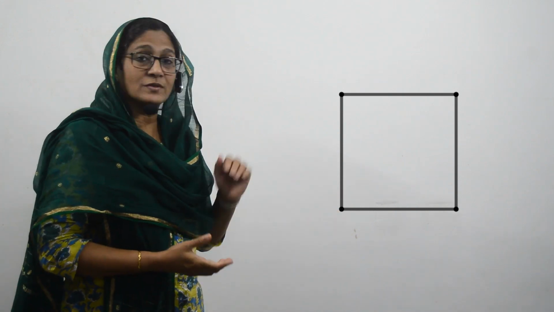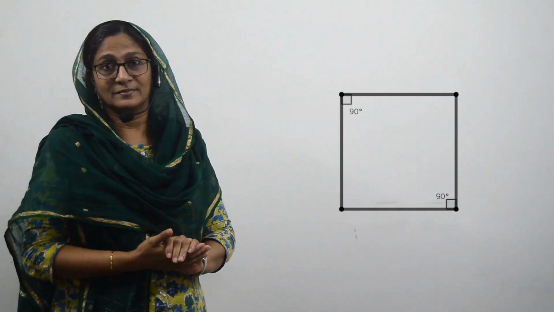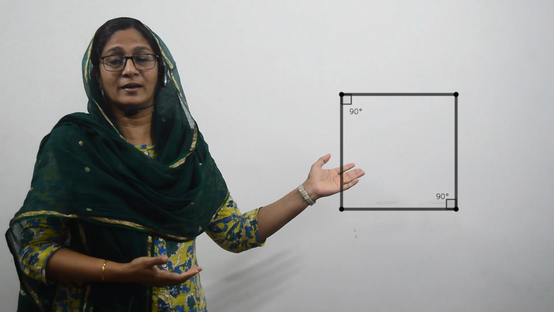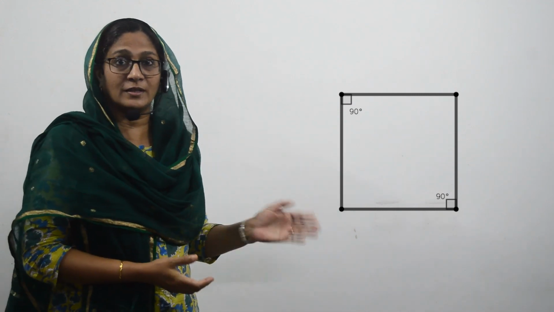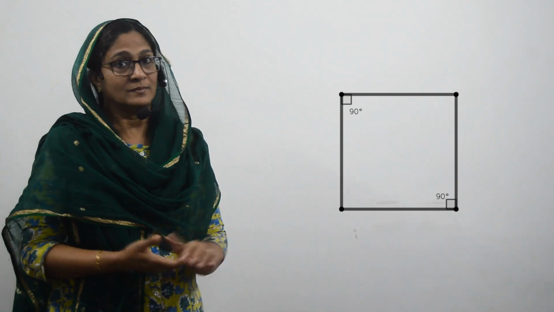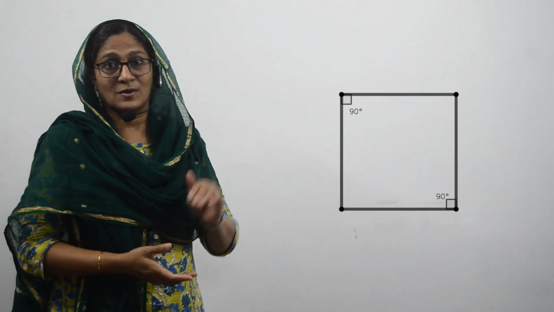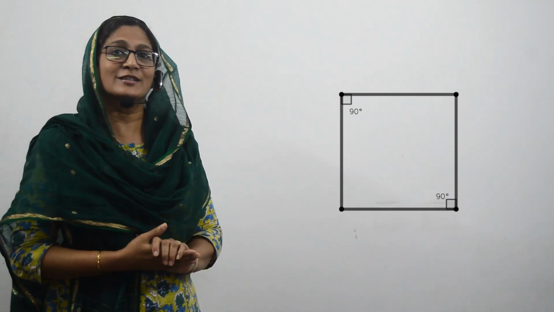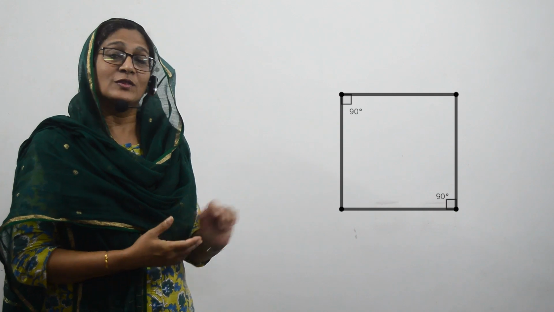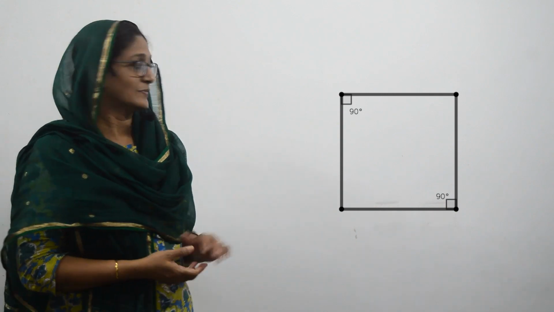All four angles of the square are 90 degrees. Taking any two opposite angles, the sum will be 90 plus 90, 180 degrees. Take the other two opposite angles, you get the same sum. So the opposite angles of a square are supplementary, which means we can draw a circle with all the four vertices of the square on the circle. See?